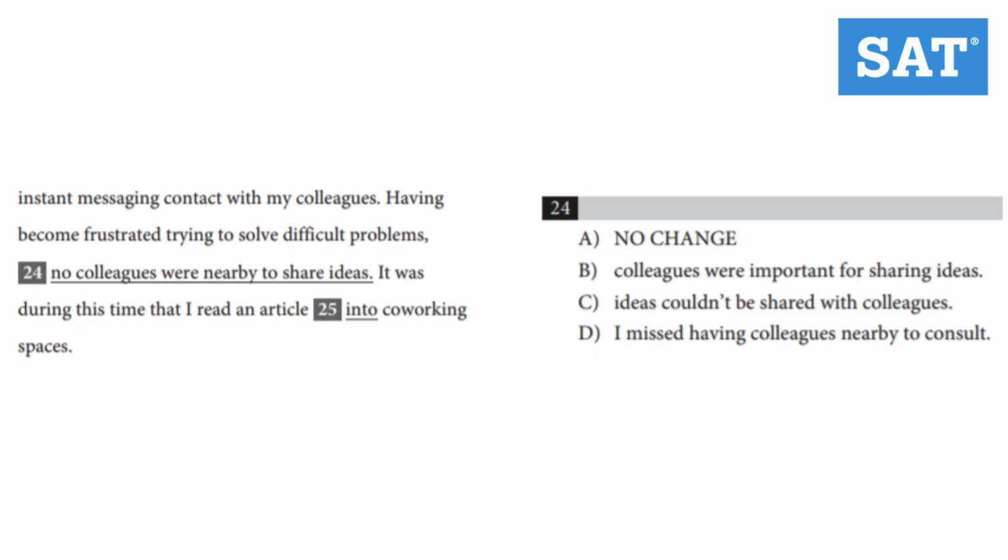24. Here you get to have a longer modifier. Having become frustrated trying to solve difficult problems. Although this modifier has a lot of words, it still has no actor. So having become frustrated trying to solve difficult problems, colleagues, ideas, I, or no colleagues were nearby to share ideas. Well, A is out because no colleagues cannot be a proper actor for having become frustrated trying to solve difficult problems. I think it's I.